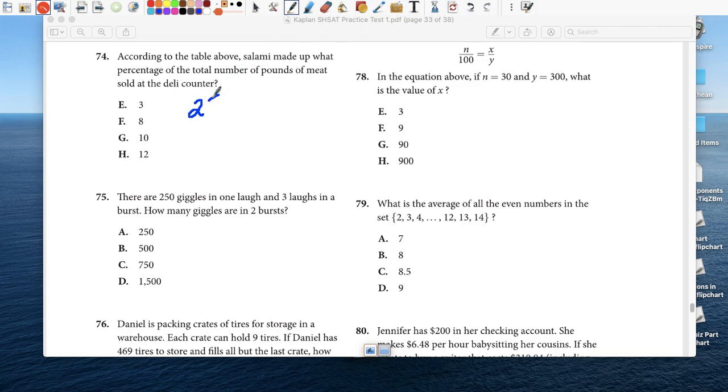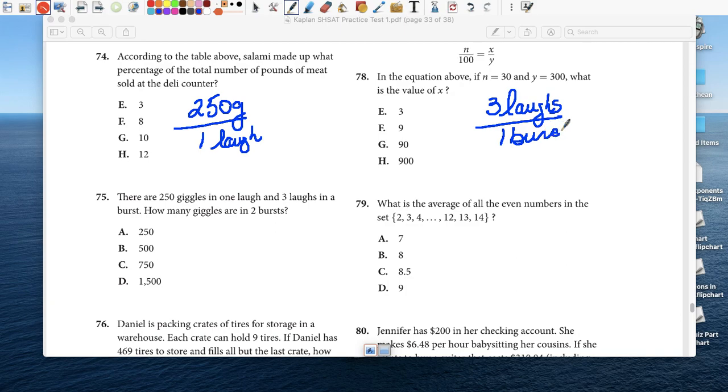Okay, so 250 giggles in one laugh. And we have 3 laughs in one burst. How many giggles? I'll write giggles here. How many giggles are in 2 bursts?